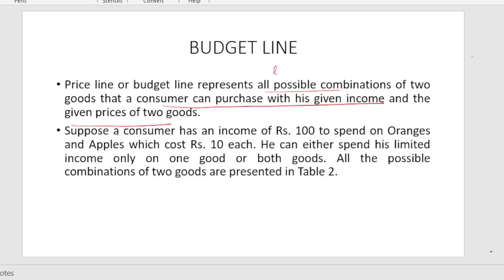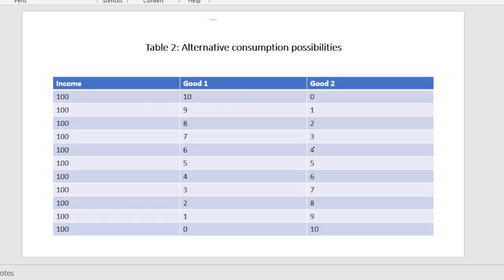Or it is the locus of all possible combinations of two goods that a consumer can purchase with his given income and given prices of the two goods. For example, if you have an income of rupees 100 to spend on oranges and apples which cost rupees 10 each, he can spend his limited income either only on one good or on both goods. You can see this combination of two goods in the next slide, that is this table.